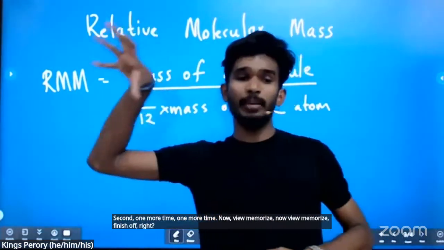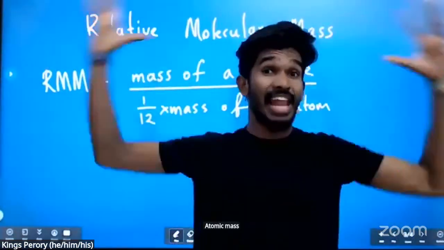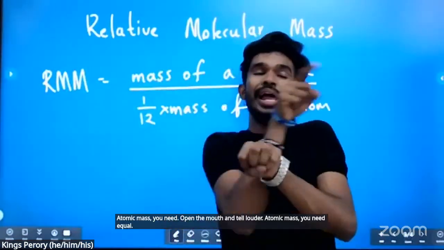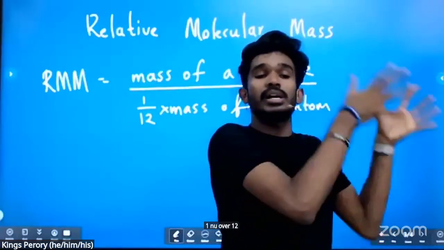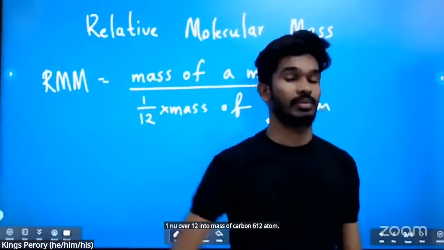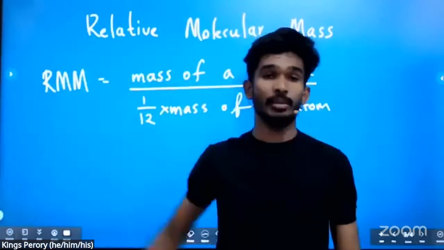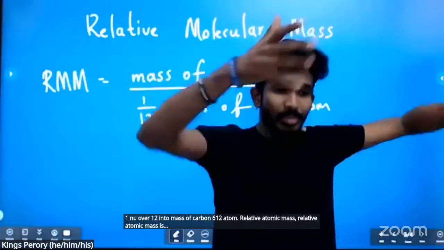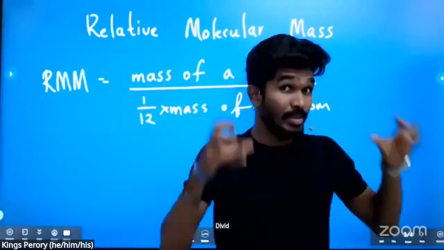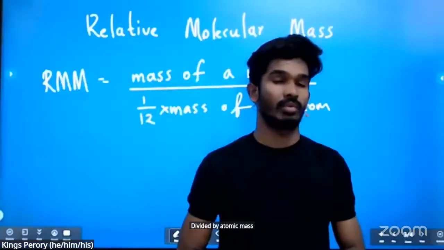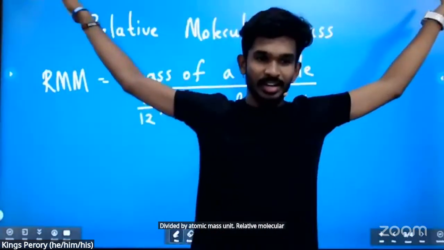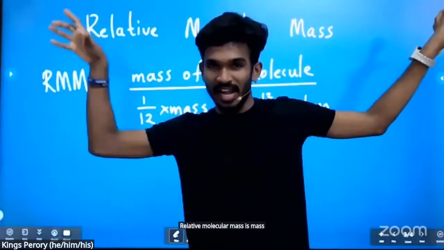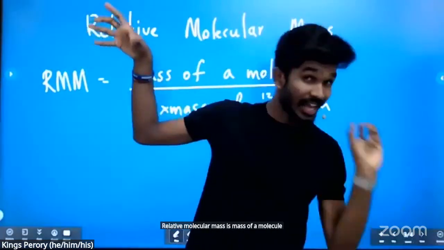Right. Atomic mass unit. Open the mouth and say it louder. Atomic mass unit equals 1 over 12 into the mass of a carbon-12 atom. Relative atomic mass is the mass of an atom divided by the atomic mass unit. Relative molecular mass is the mass of a molecule divided by the atomic mass unit.